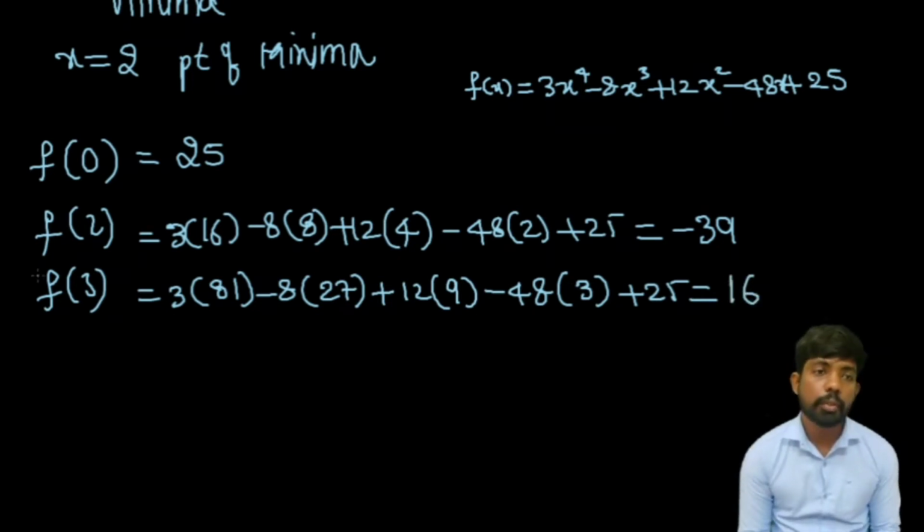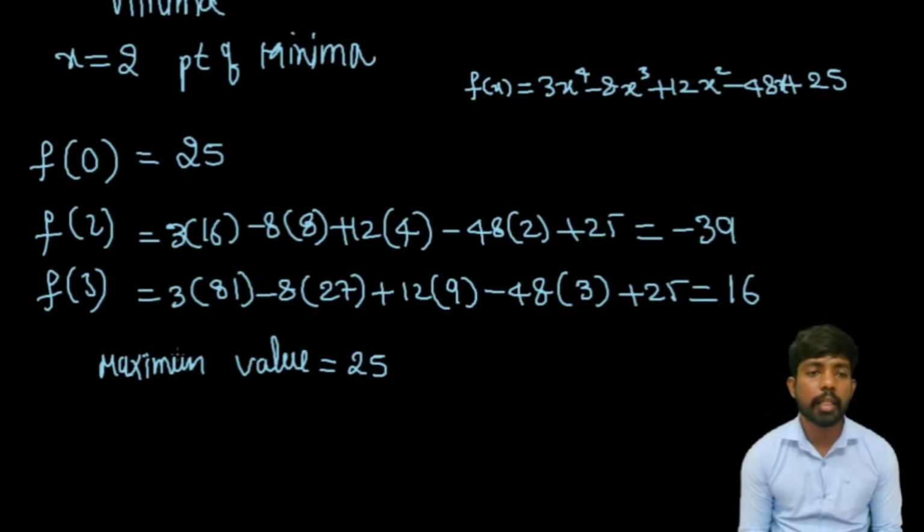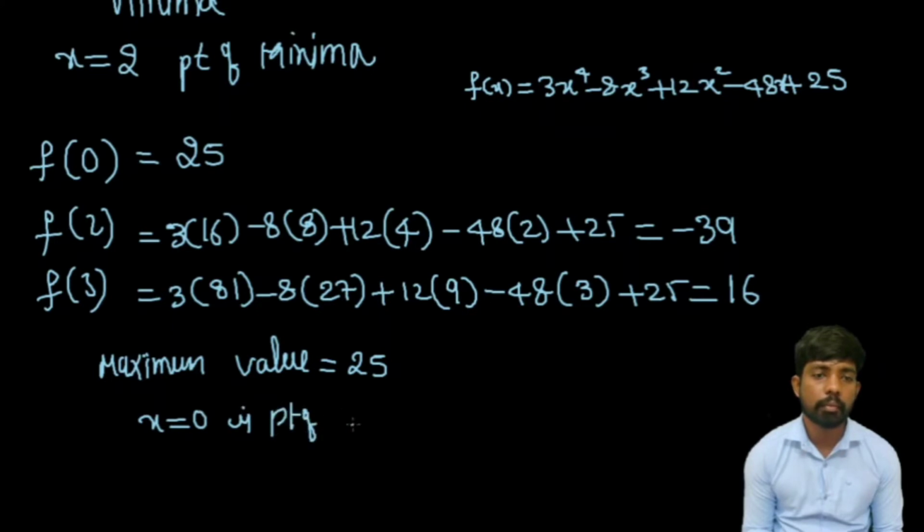So which is the maximum value here? 25 is the maximum value, and where is it maximum? At x equals 0, it is maximum. So the maximum value equals 25, and x equals 0 is a point of maxima.